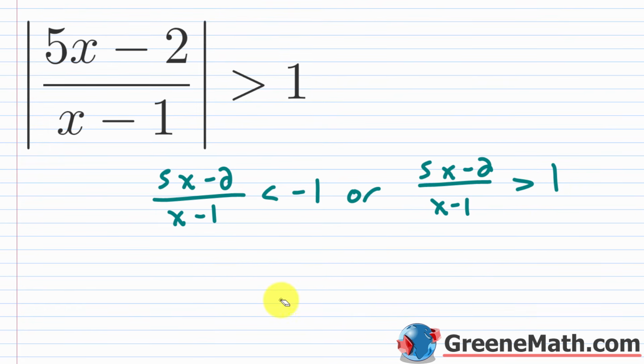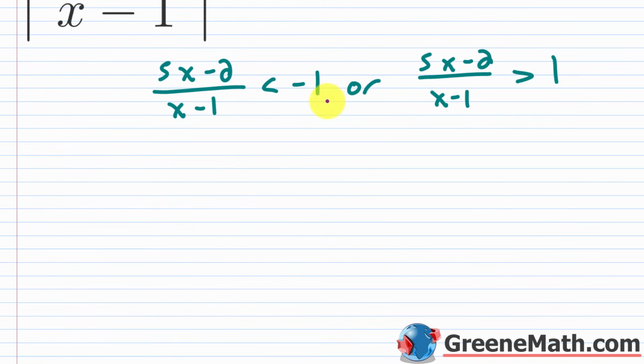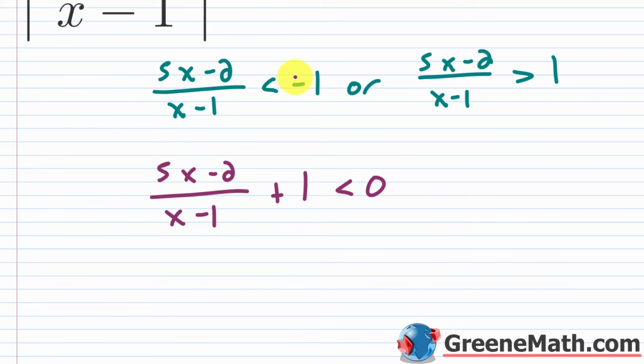Okay. So now that we have this set up, we know that this is a tedious process. We have to solve two of these guys. I'm going to start with the one on the left. Remember, you want to get one single rational expression on the left, and you want 0 on the right. Okay, so that's the first step. So I would add 1 to both sides of the inequality. I would say this is 5x minus 2 over x minus 1, and then plus 1, and this is less than 0. So I just added 1 to both sides.